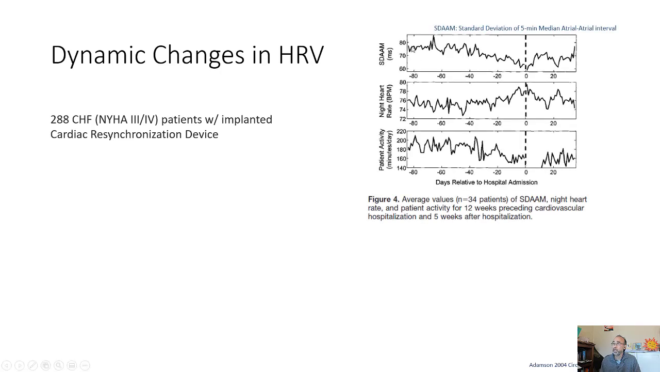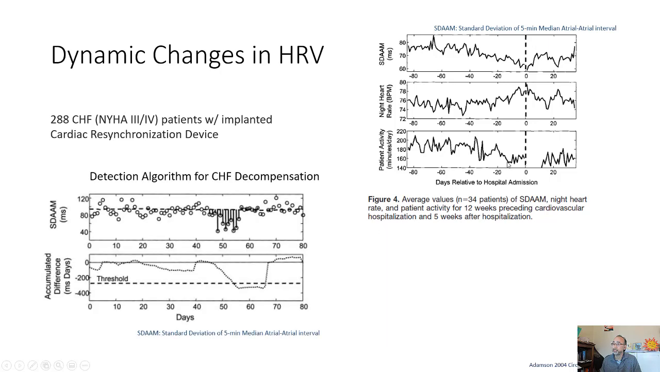And what they did is they evaluated a certain heart rate variability measure called SDNN. It's a standard deviation of 5-minute median atrial interval. It is a type of very low frequency measure, and they measured this across the days, up to 2 to 3 months and even longer. And they noticed that when it came to a hospital admission, the heart rate variability measure decreased steadily right before the hospitalizations, indicating a route towards decompensation. They also saw a rise in the night heartbeat and also a decrease in the patient's physical activity.